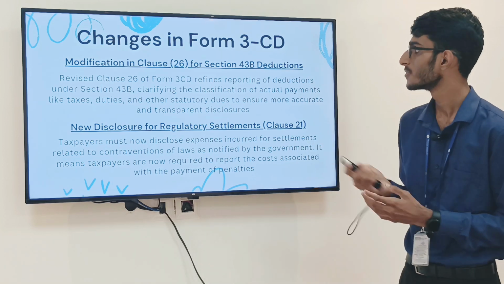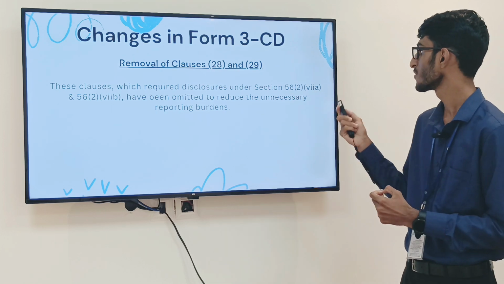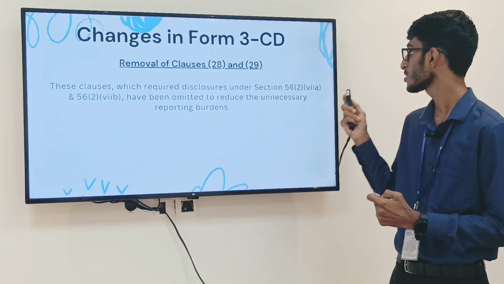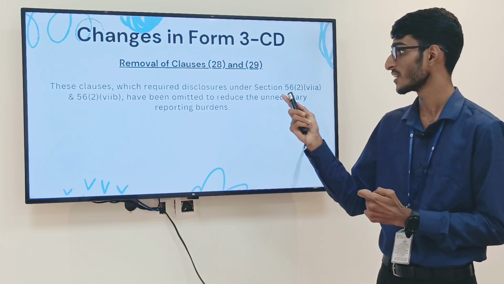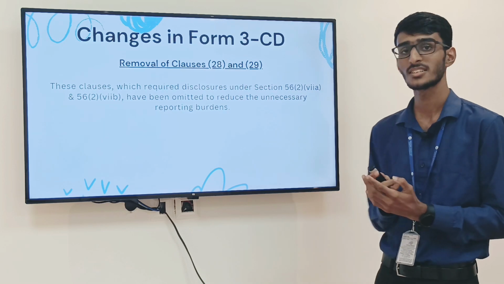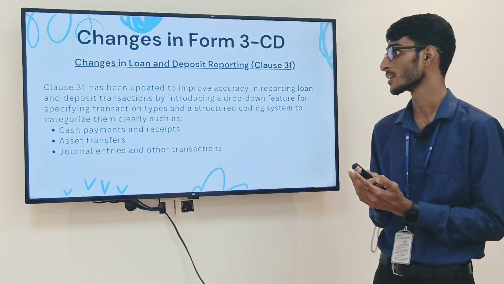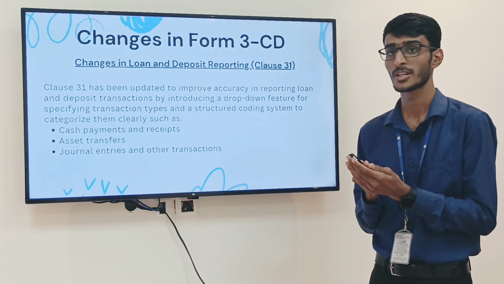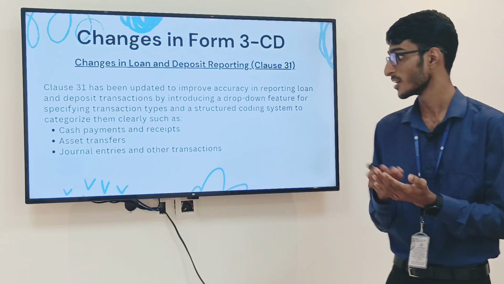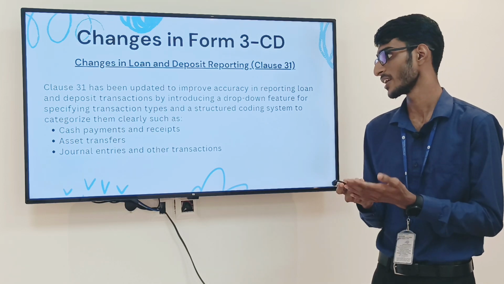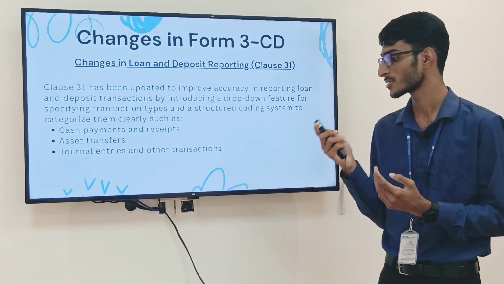Then there is the removal of clauses 28 and 29, relating to section 56(2)(vi)(a) and section 56(2)(vii)(b). These have been omitted to reduce unnecessary reporting burdens. Then there is a change in the loan and deposit reporting. Now we can do more detailed reporting, as you can clearly categorize them on the basis of the amount of payments made or receipts received, as well as the transfer of assets if any, and the journal entries and other transactions which have taken place on the loans and deposits.